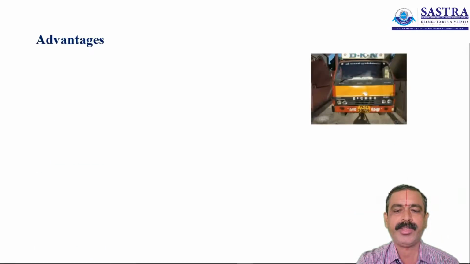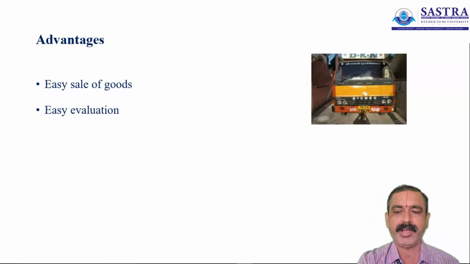There are different advantages of lending against goods and documents of titles to goods. What are they? The goods can be easily sold out. Easy sale of goods in times of emergencies, and consequently there is no suffering of loss for the banker. Easy evaluation of value of goods for the purpose of lending. And advantage of physical nature of securities, because you are going to have the physical security, physical stock and physical goods.